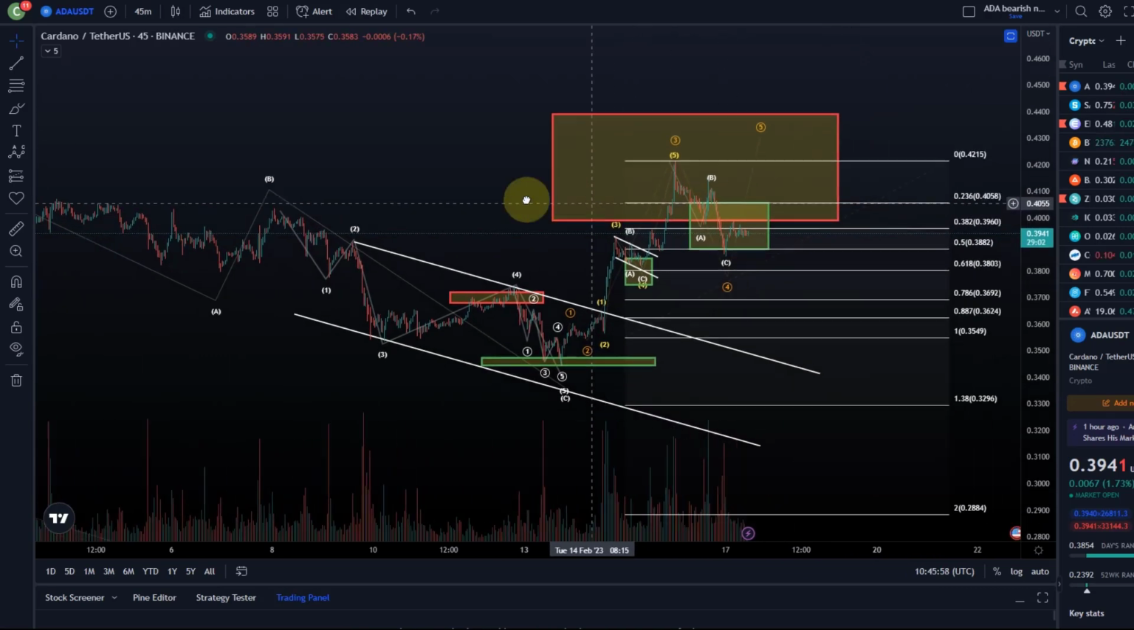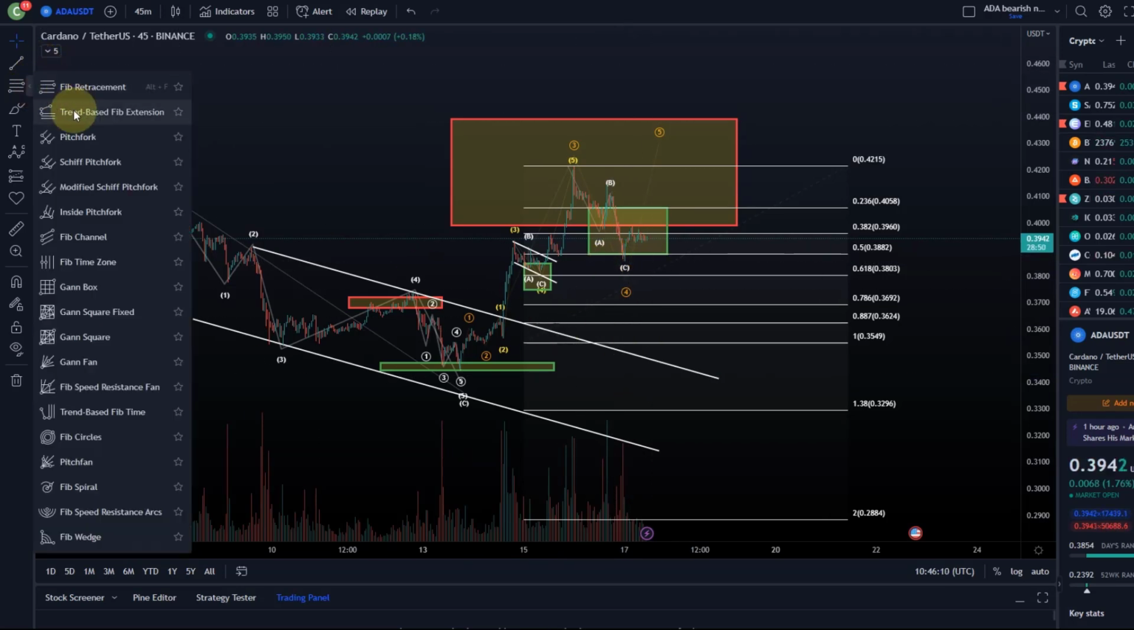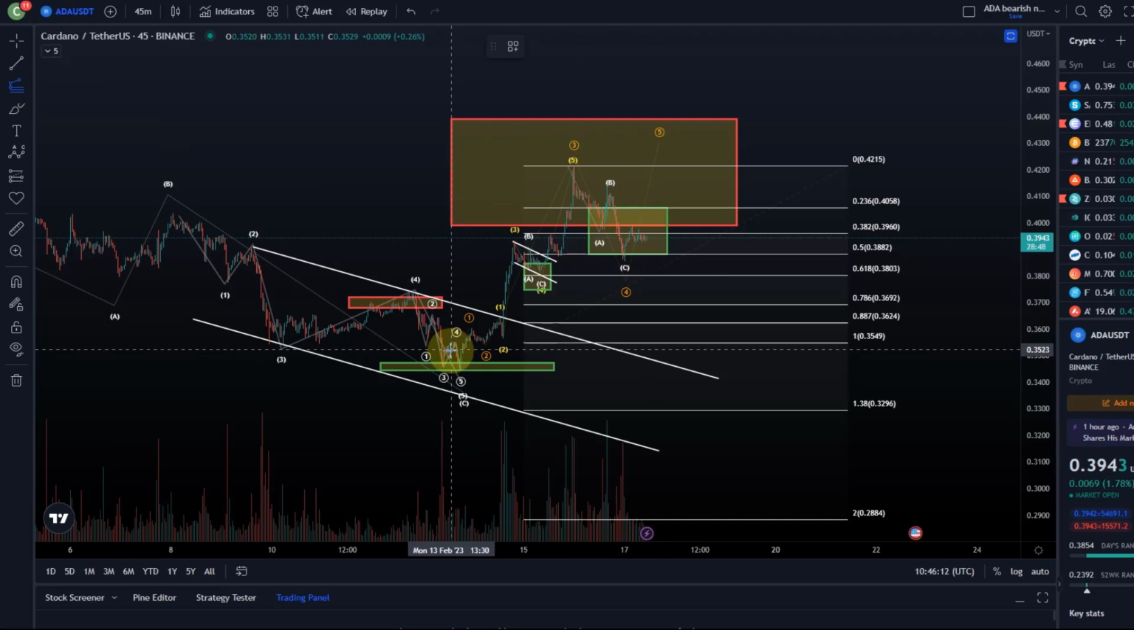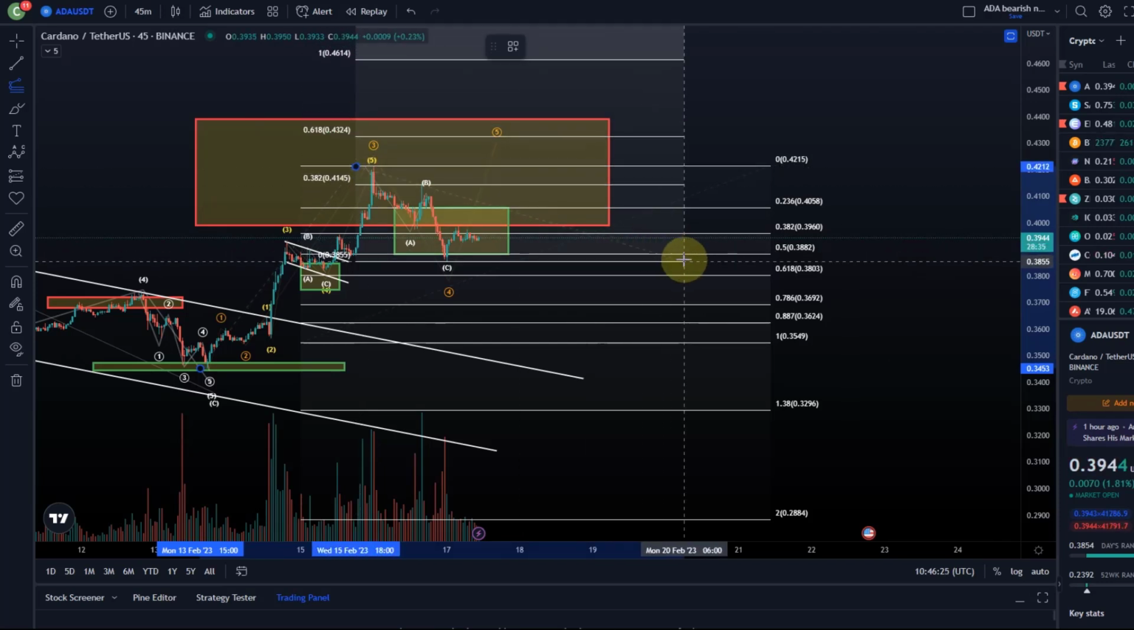So if we still hold support, so if we hold the support from yesterday, that low at around 38.57 cents, then we could still rally in a 5th wave. The target for the 5th wave would be, so let's just put that onto the chart. I will take the height 1 to 3, go to the low of the 4th, and then we get targets.